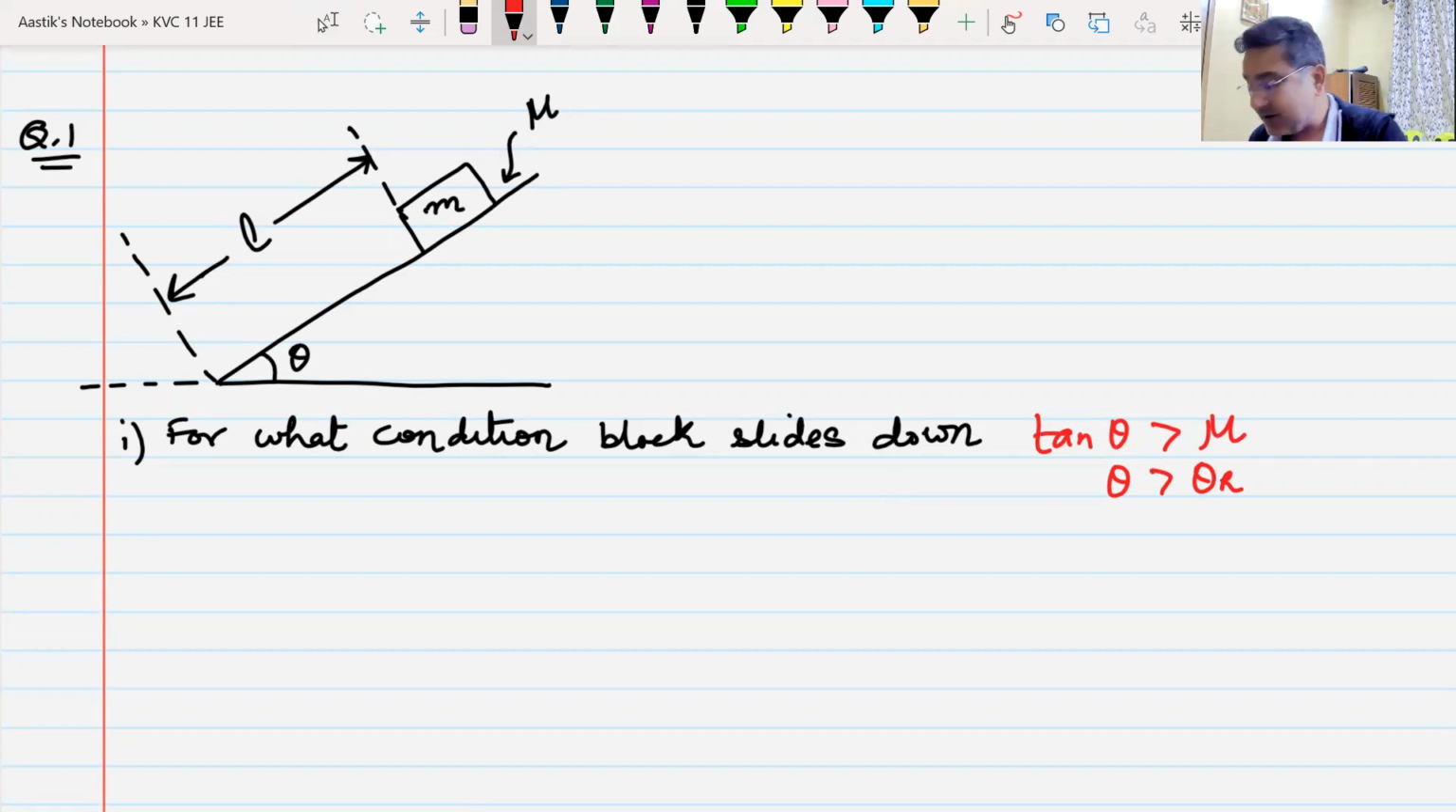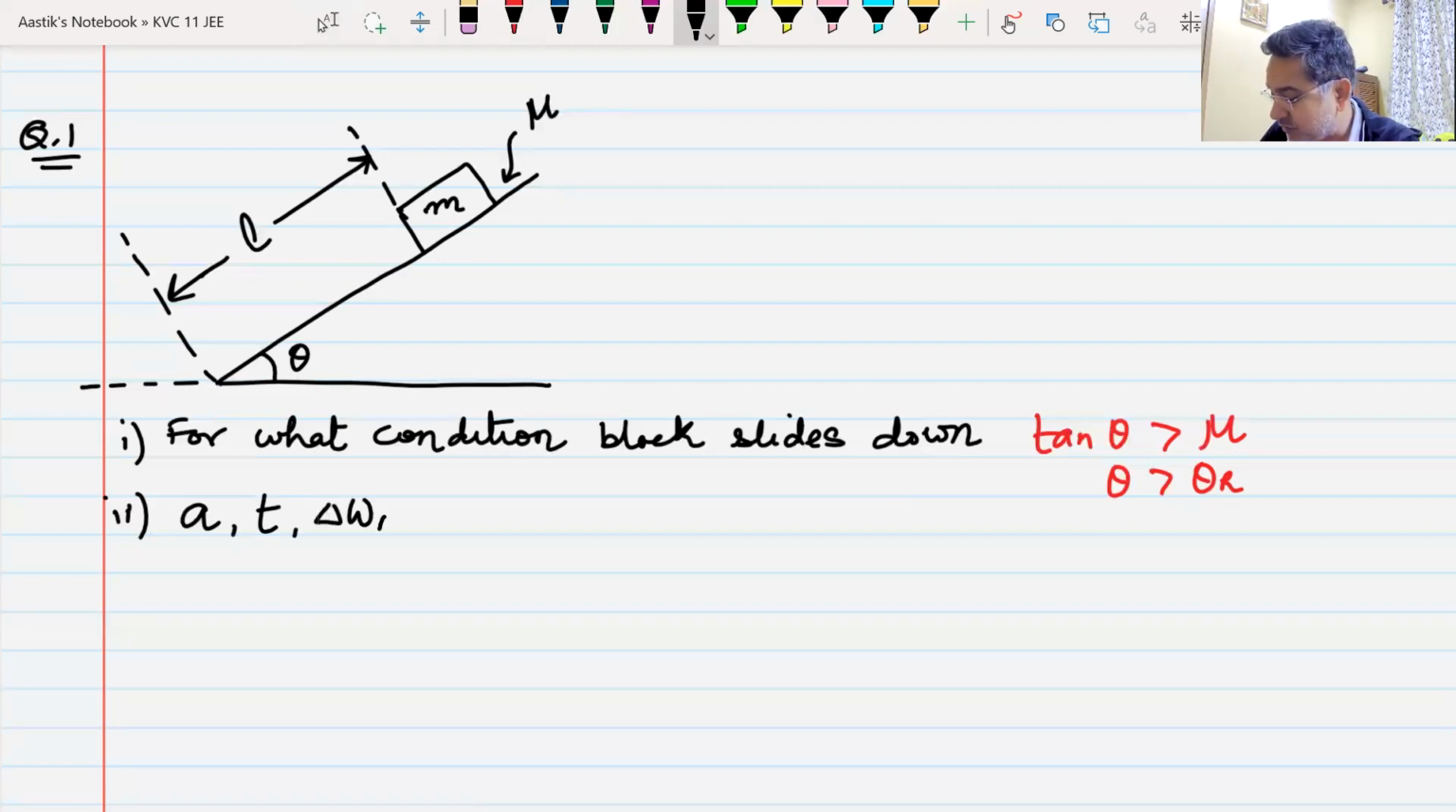You have to tell me after it slides down a couple of things. You have to find out the acceleration of the block. You have to find out the time it takes to come down. You have to find out the work done by normal reaction. You have to find out the work done by gravity. And you have to find out the work done by the frictional force.